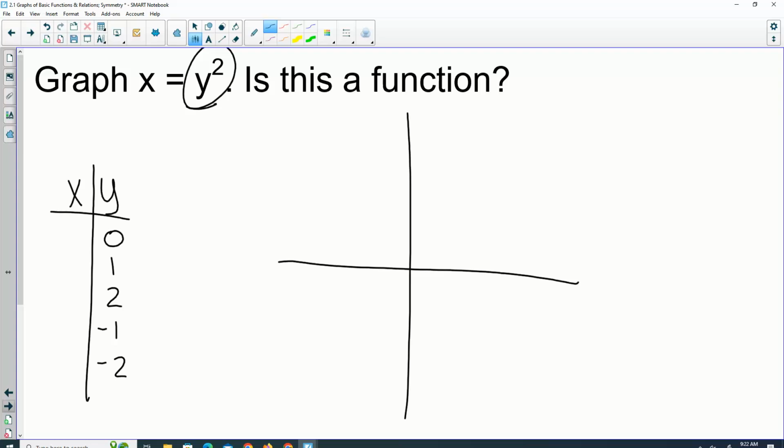0 squared, 1 squared, 2 squared, negative 1 squared, negative 2 squared. So my points: 0, 0; 1, 1; 4, 2. What are we getting this time? What's that graph? It's like a sideways parabola.